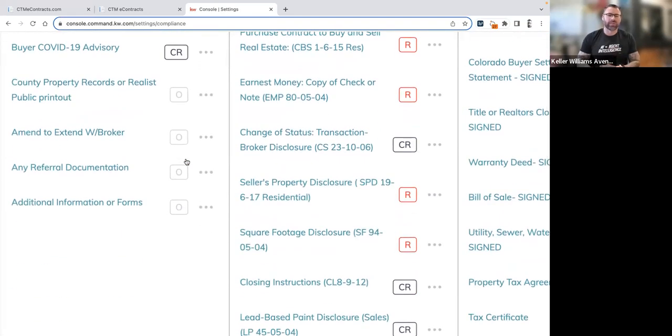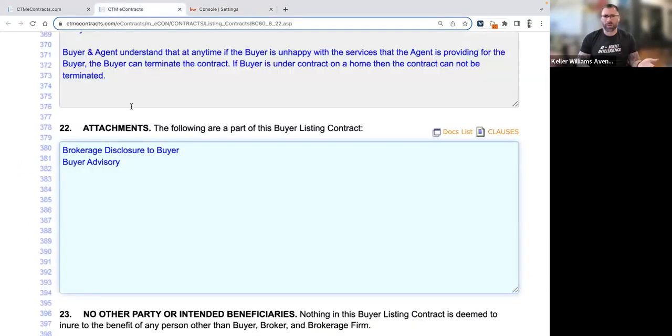And then what Elizabeth does is say, awesome, the split to the brokerage is X amount of dollars, and the split to the agent is X amount of dollars. Please cut 2 checks. Because the alternative is that you have to wait till you get all this paperwork done. But those are the 2 attachments. So put those in there. Brokerage disclosure to buyer, buyer advisory.